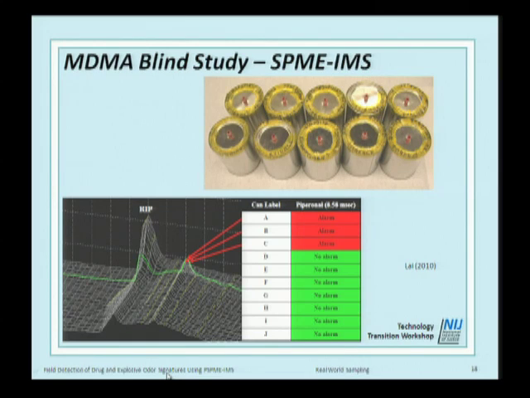So Dr. Lai also performed a study to show that the solid phase microextraction IMS method she came up with was actually robust. So she did a blind study, meaning that someone else prepared cans for her. Now, some of these were blank, and some of these contained the MDMA. And she correctly identified that the first 3 cans, A through C, contained piperonal, which is the odor signature for MDMA, while the rest did not.